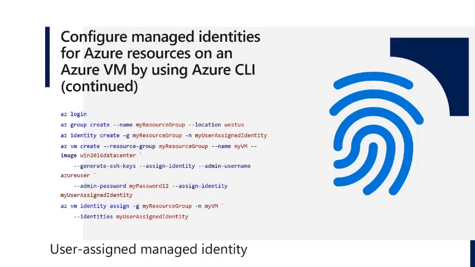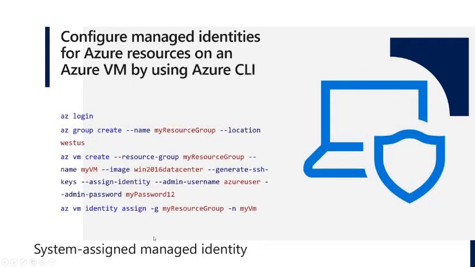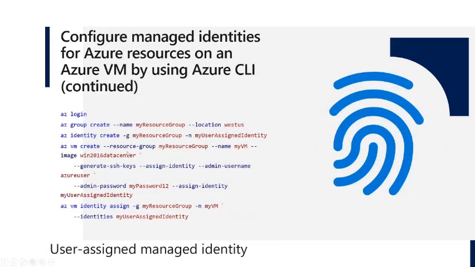Configure managed identities for Azure resources on an Azure VM by using Azure CLI. So the same process, you log in. This is user assigned managed identity. This was system assigned managed identity. So here you log into Azure using Azure CLI, az group create, my resource group.